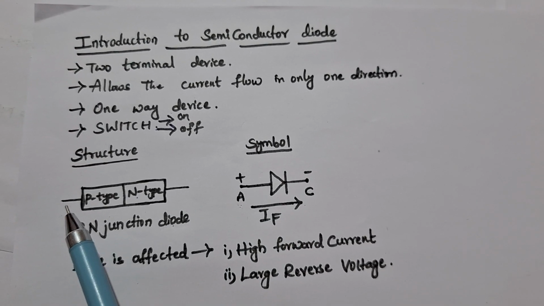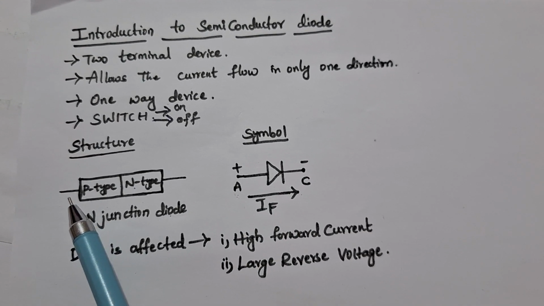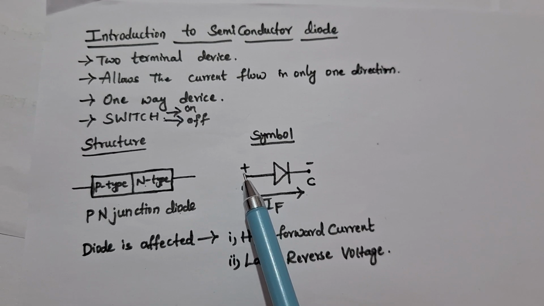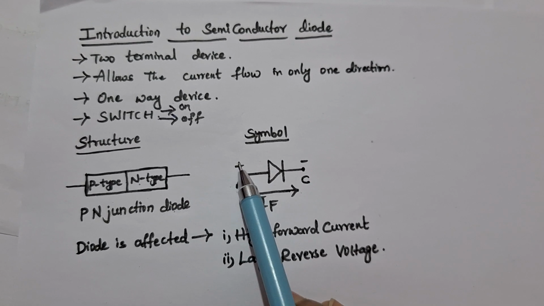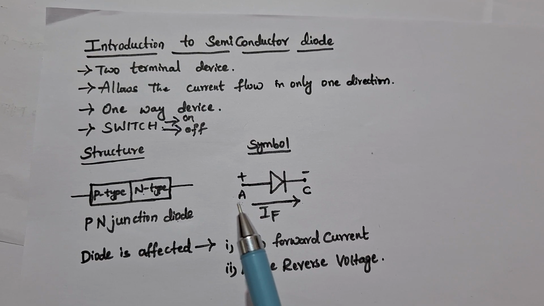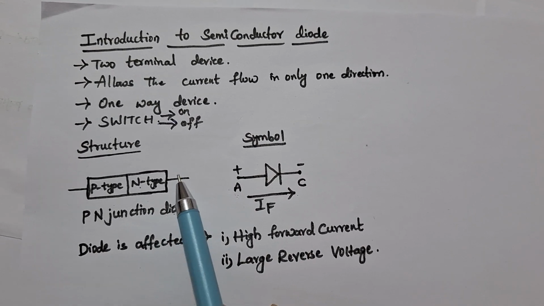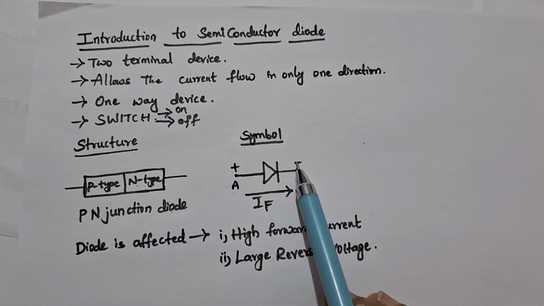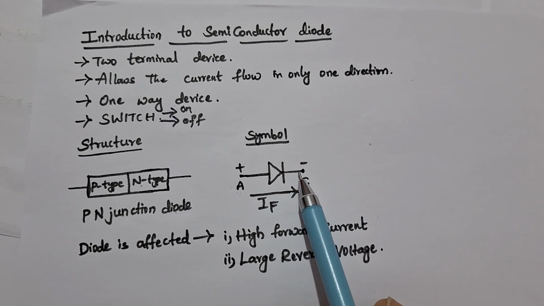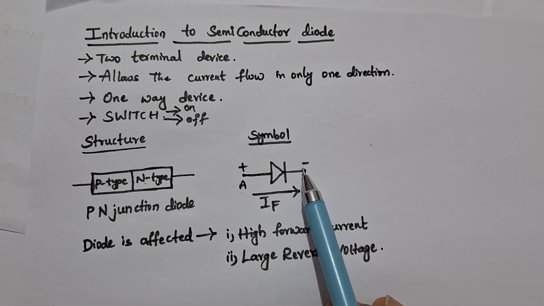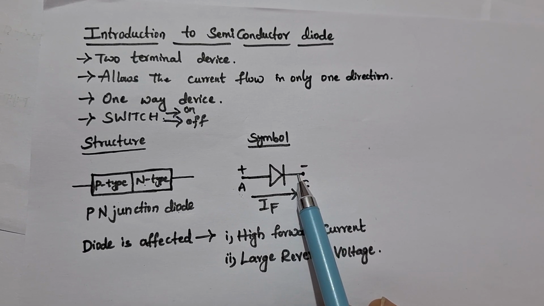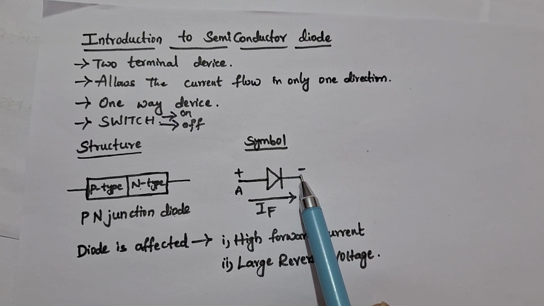The p side here represents the anode, which we can write as positive, meaning plus, and the n side represents negative. See here, negative means minus. The negative terminal is called the cathode.